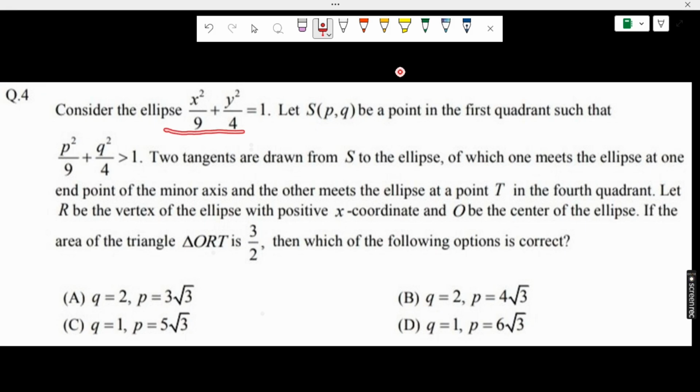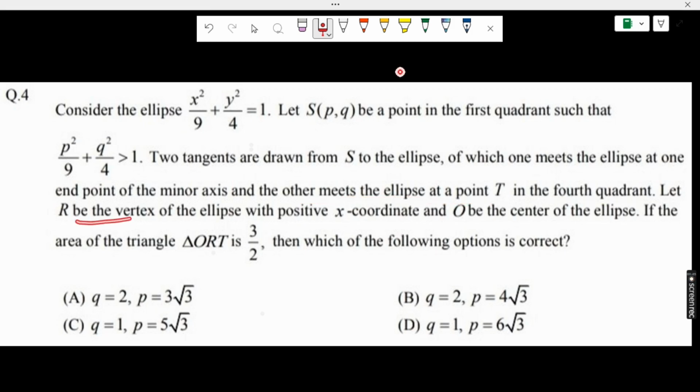Consider the ellipse x square by 9 plus y square by 4 equals 1. Let S(p, q) be a point in the first quadrant such that p square by 9 plus q square by 4 is greater than 1, and two tangents are drawn from S to the ellipse, of which one meets the ellipse at one endpoint of the minor axis and the other meets the ellipse at a point T in the fourth quadrant.